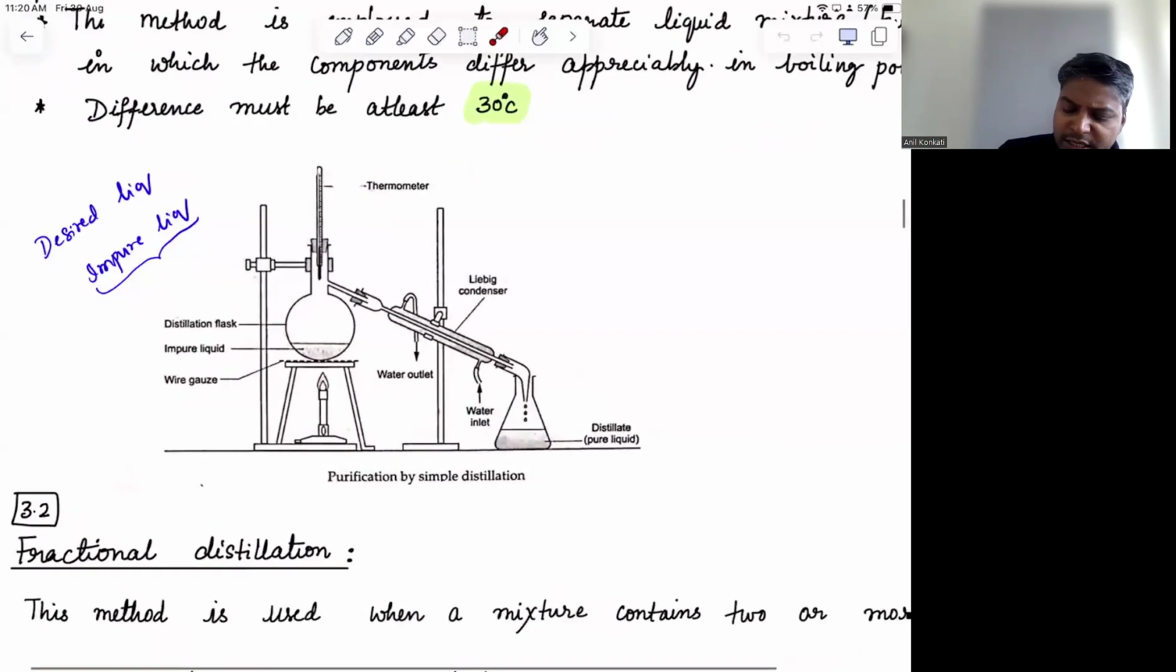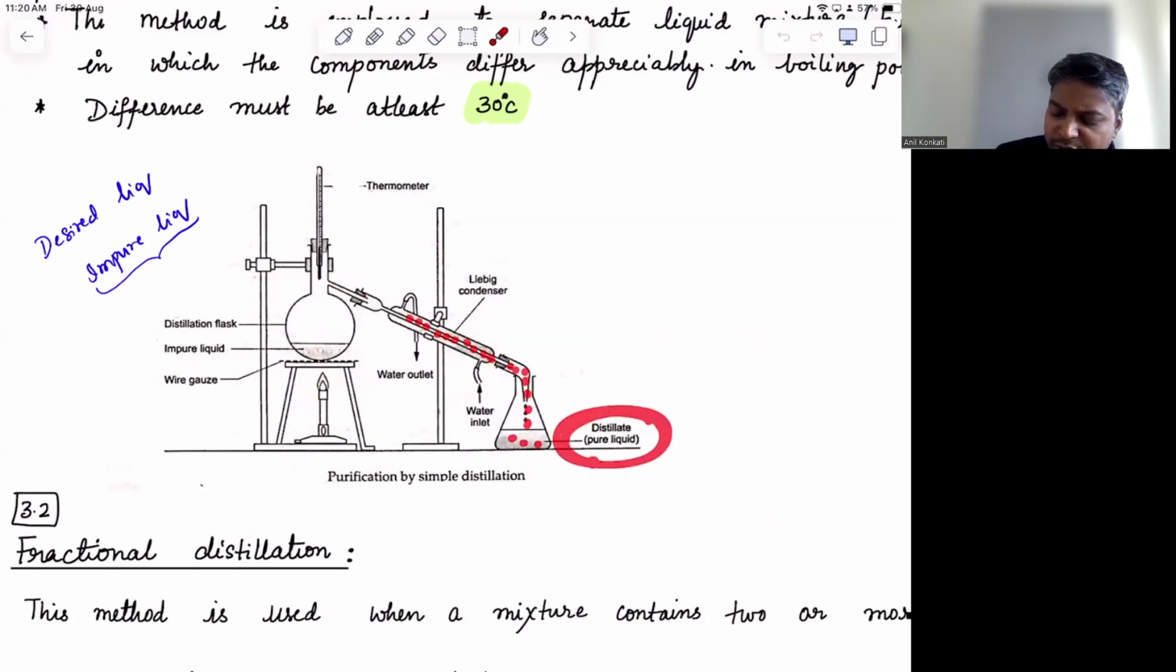You can see that here is the impure liquid and we heat it strongly till the boiling point comes. The vapors will start traveling through this, and here this is a condenser. It will condense these vapors into liquid. So this is the distillate, the pure liquid which you will get.